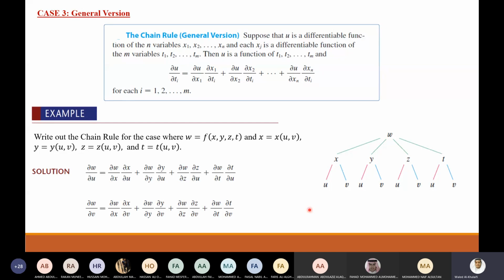Yes, Muhammad. If the question is to find the second partial, that will be another story, because the partial w by partial u, you put it here. Instead of this w, you put partial w by partial u. Partial w by partial u is a function of also these variables. Okay. Instead of the w, put this partial w by partial u here and then draw the same tree.